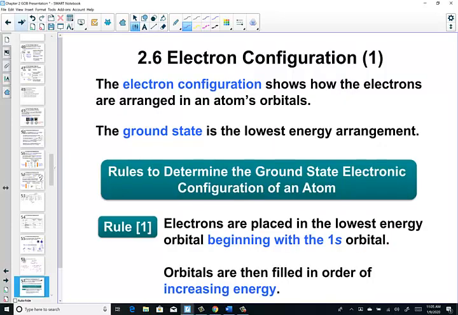We put this together writing electron configurations. When we come back with our lesson, we're going to practice writing electron configurations in section 6.